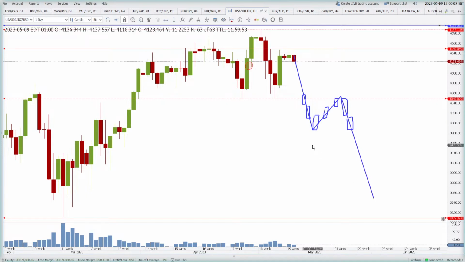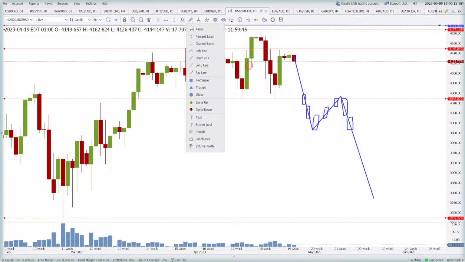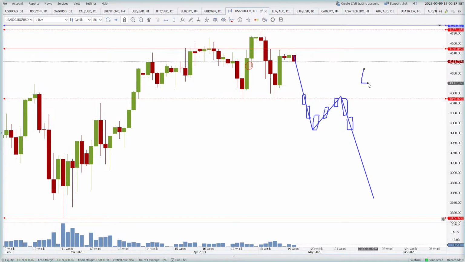What are you going to do? You see, you are not going to sell anywhere here, right? You are going to sell somewhere here. So here you have to find this type of price action. I will show you this type of price action. You have to find a candle which has the highest high, with lower highs on either side. So this will be your swing high.